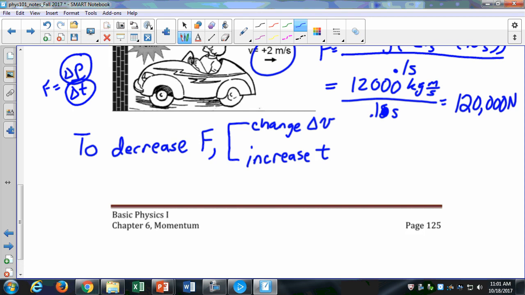But a modern car, the bumper is made out of what? Yeah, foam and plastic, all sorts of stuff that crumples up when it collides with something. And then that actually causes this T, this time, to increase. And so we can get an increase in T by design of the bumper.